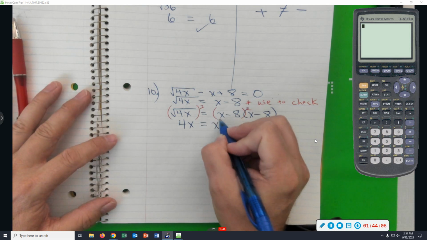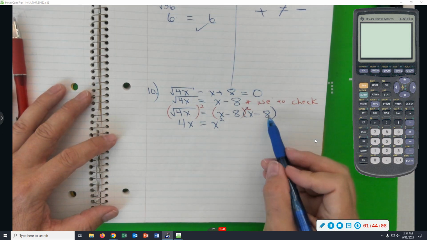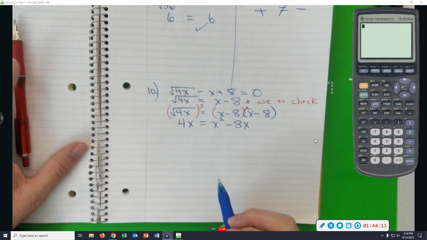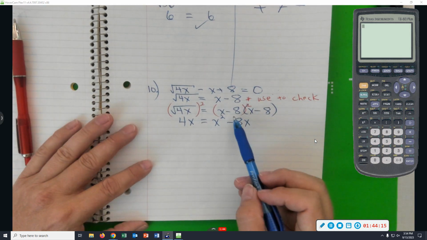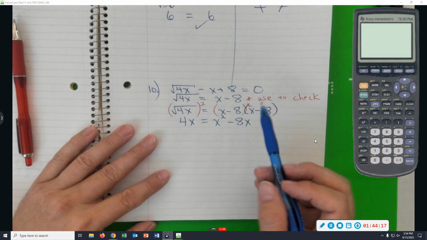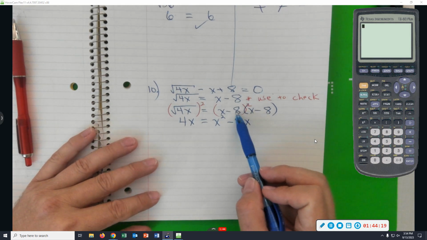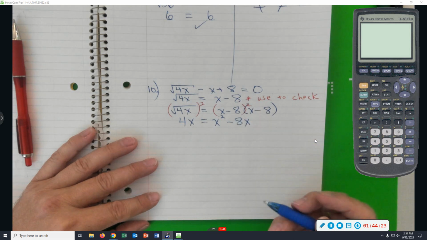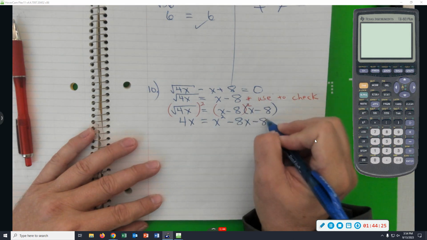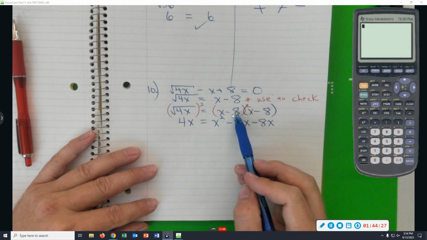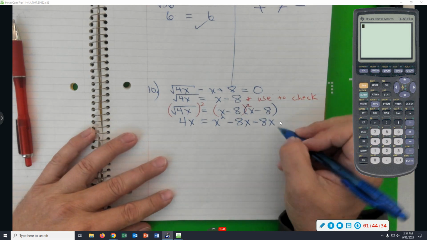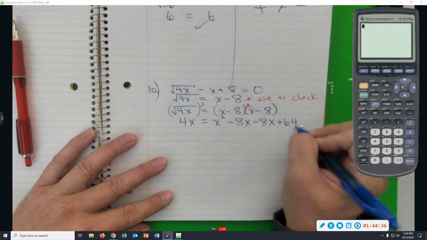They can do it. First is x squared. X times negative 8 is a negative 8x. Inner, what are we getting here for our inner product? Another minus 8x. Last times last: positive 64.